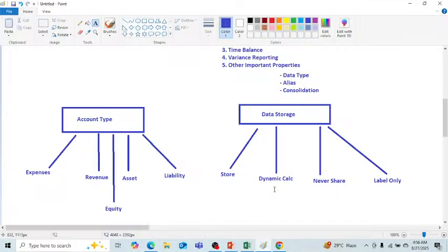So as a rule of thumb, always set level 0 members to store and parent members to dynamic calc unless you have a specific reason not to. This is crucial for optimal performance. So the consultant as well as experts have to be aware of all these options, so that everyone can put the correct data storage property for a particular account.